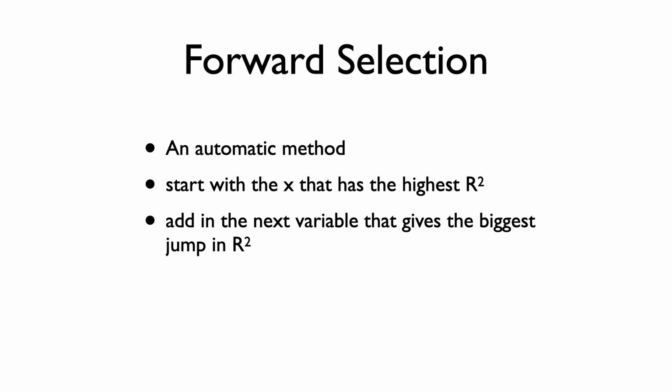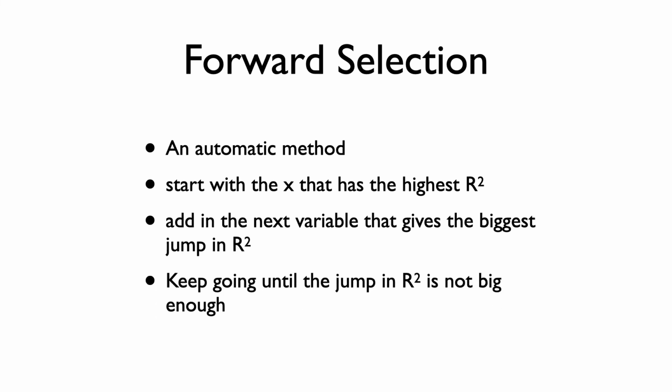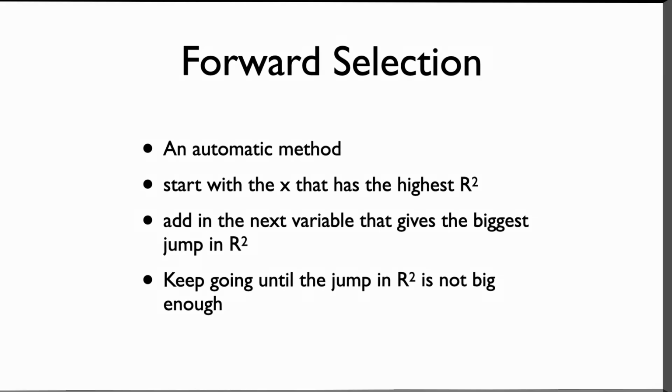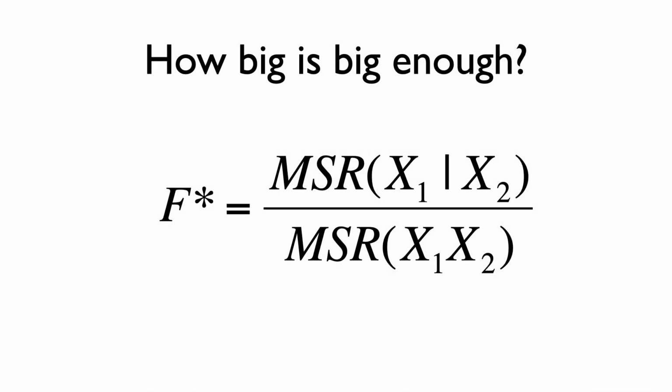Okay. You keep going until the jump in r squared is not big enough. And you're saying, that sounds very vague, Dave. Yes, it does, doesn't it? Because it is. Typically what I do is I just leave it to what the statistics package has as a default. And I go from there. How does the statistics package measure the biggest jump in r squared? Well, r squared is just a number. It's just a variance estimate.